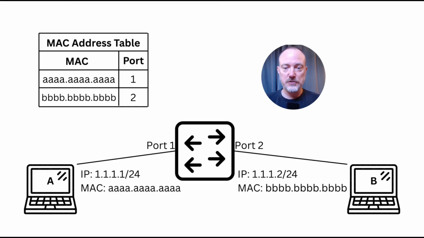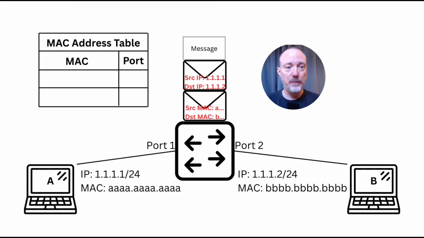What does the switch do? Those are fantastic questions, and let's look at both of those situations. When the frame came in from PCA on port 1, the switch looks at the layer 2 header. We talked about it looking at that to find the destination that it needs to send the traffic to, but it also looks at the source.